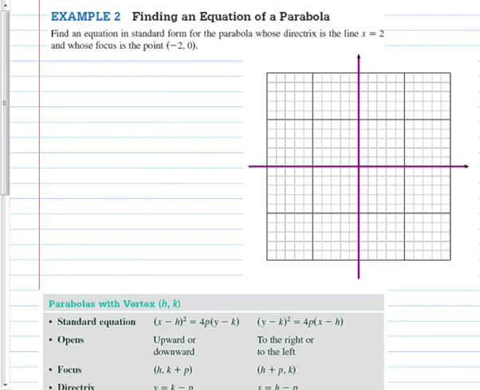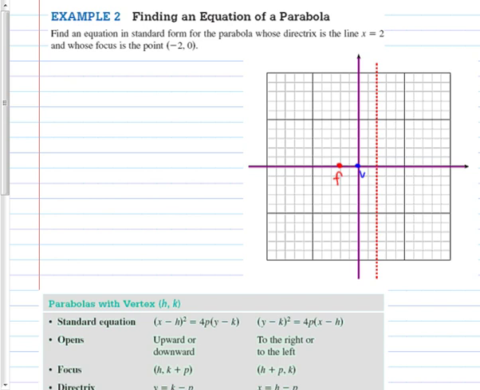Let's try it right here. Find an equation in standard form of a parabola that has a directrix of the line x equals 2. So x equals 2 is that vertical line right there. And whose focus is the point negative 2, 0. Negative 2, 0 happens to be the focus of it. Now, we have already learned that the basic parabolas that we're looking at have the vertex at the origin.